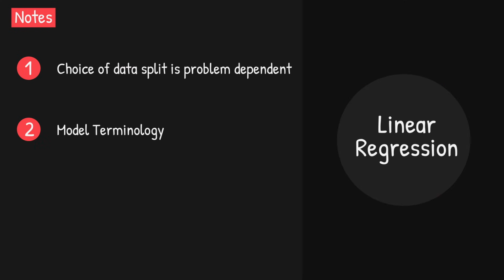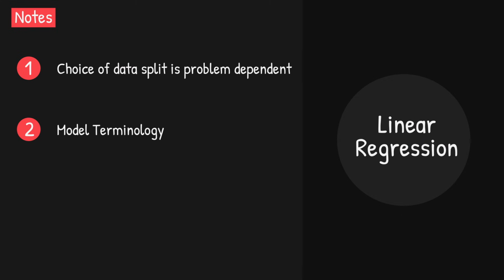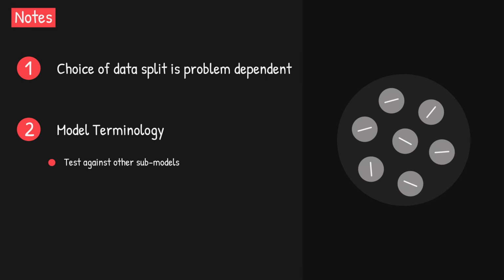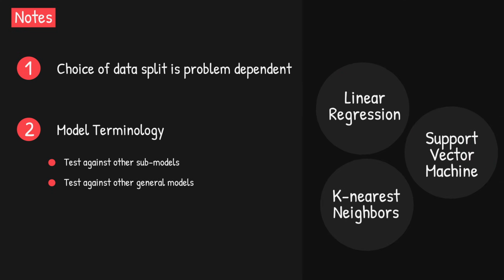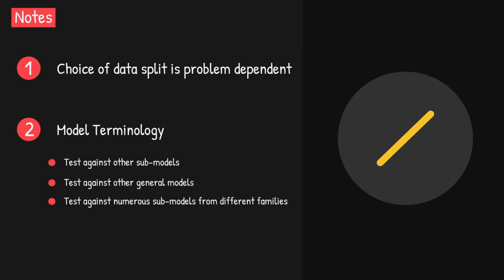The second note is regarding the model terminology. Model could either refer to an inner submodel within our model space, or it could refer to general models like support vector machines, k-nearest neighbors, and others alike. Because of this, when you are testing your model performance, you have 3 choices to make. You can either test it against other submodels from the same family after you limit the number of submodels using regularization techniques, or you can test it against other general models, like testing linear regression against support vector machines. Or finally, you can test numerous submodels from every family of models to come up with the best model, which you can then take for production to perform inference or generative tasks.